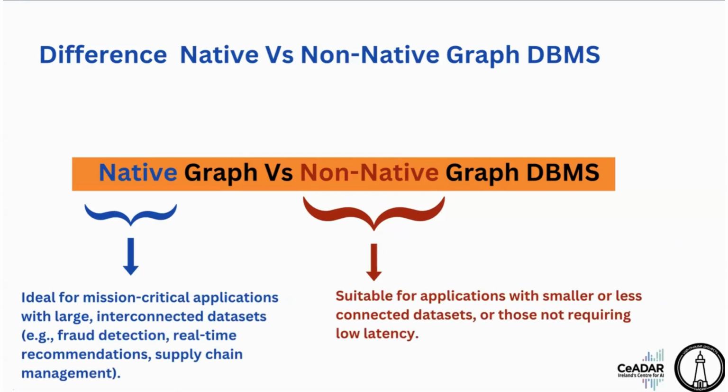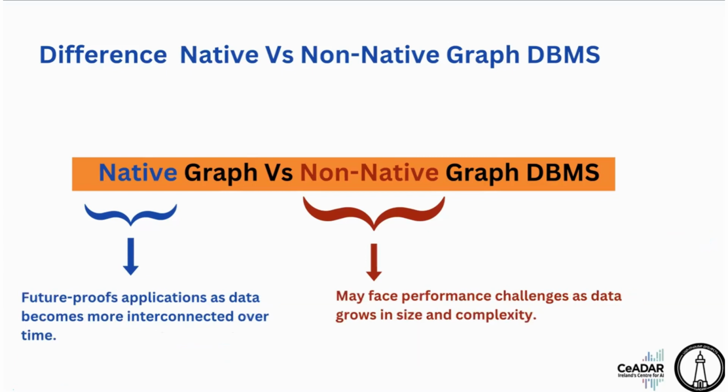Non-native graph databases work for small or less connected datasets to do a good job, and they do not require low latency. A native graph database is used for critical applications with large and interconnected datasets, for example fraud detection or recommendation system management, which require highly interconnected datasets. That's one of the differences between native and non-native.